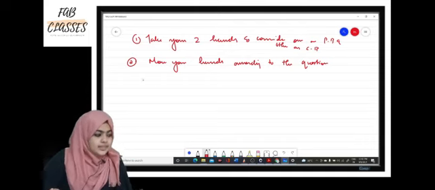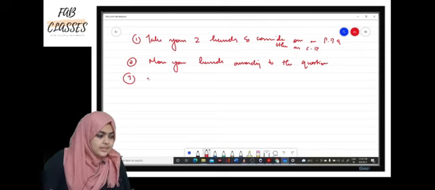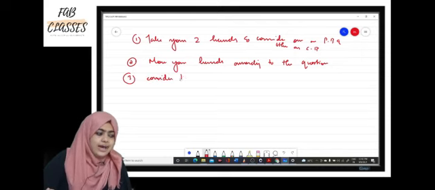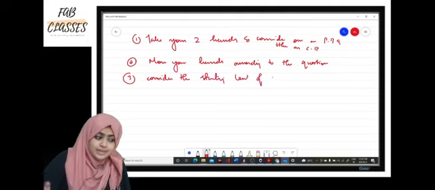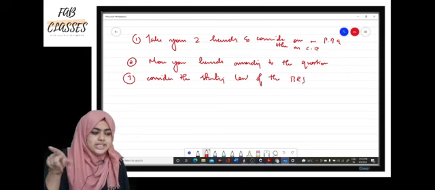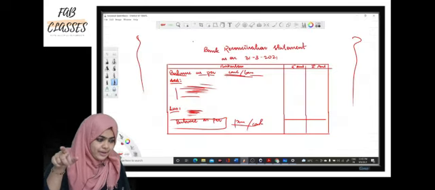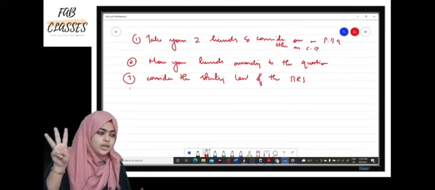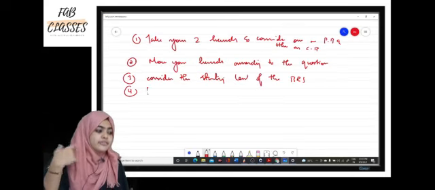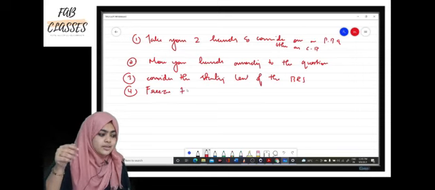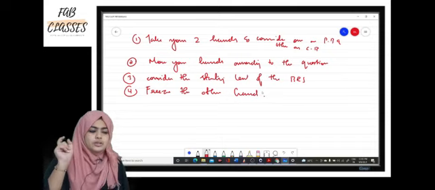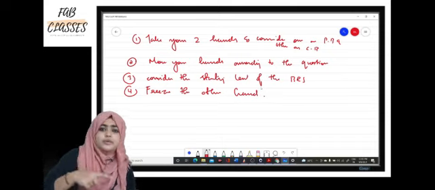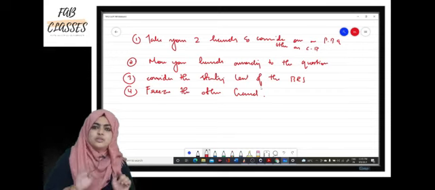Okay. Third one, consider the starting balance of the BRS. Sorry, not cash book, of the BRS. That means here whatever balance we are starting with, we have to consider that. That is the third step. Okay. Then the fourth step is freeze the other hand. Freeze the other hand. Okay. Now when you are seeing this, you will not be able to understand, but once we go into the practical aspect of this, you will be able to understand.